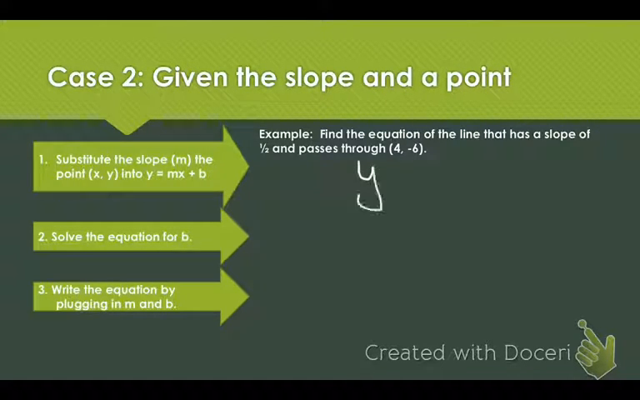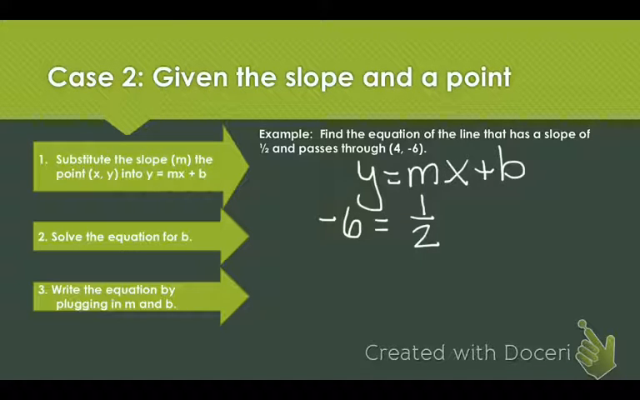The second case is if you are given the slope and a point. I'm always going to begin with y equals mx plus b, and I'm going to plug in what I'm given. My slope is 1/2, but I don't know the y-intercept this time. But what I do have is an ordered pair, and remember ordered pairs are in the form of x, y. So -6 is my y value, and 4 is my x.